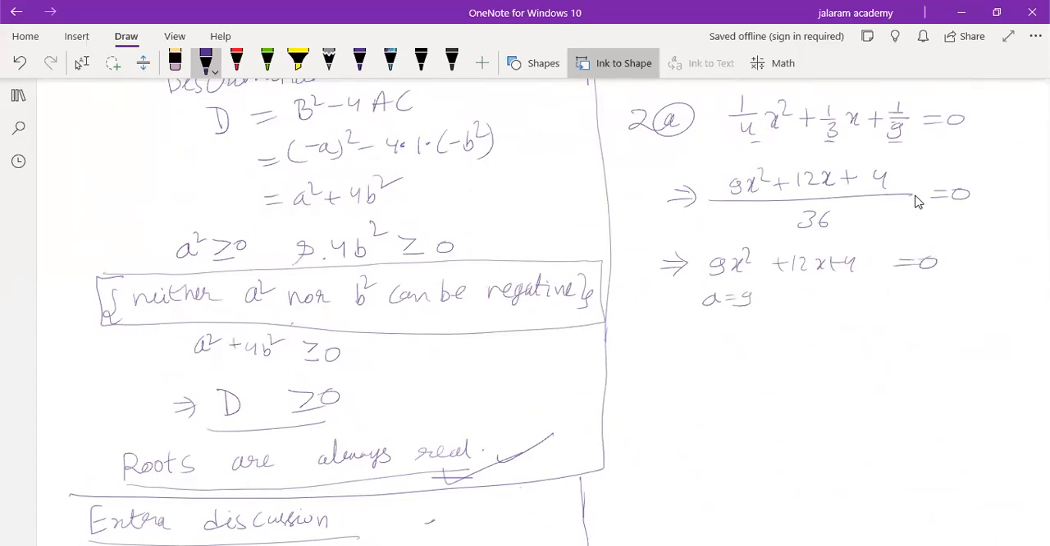So a equals 9, which is the coefficient of x square, comparing with ax square plus bx plus c equals 0. b equals 12, which is the coefficient of x. c equals 4, which is the constant term. If you have any confusion, you can write this general equation every time you want to find the values of a, b and c. Then we find the discriminant D.